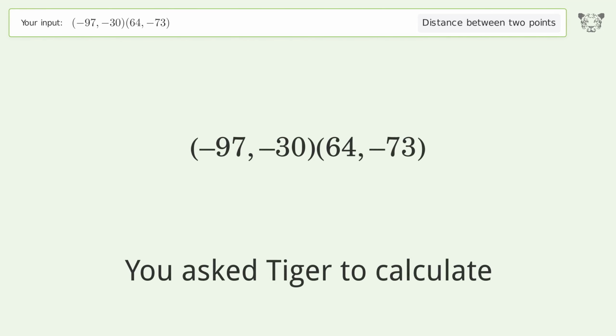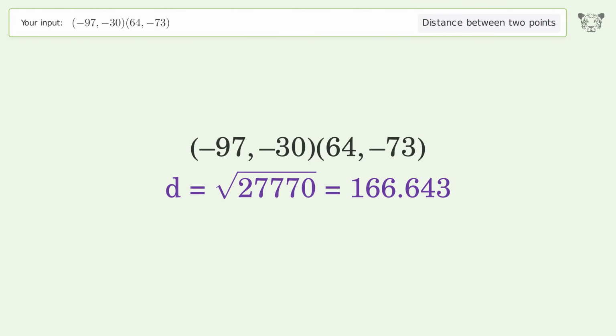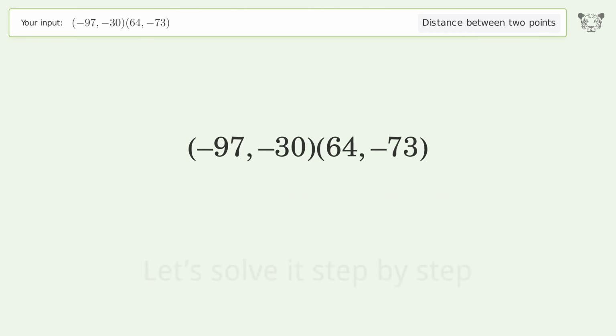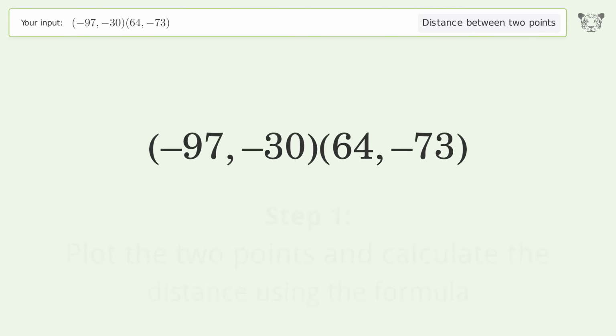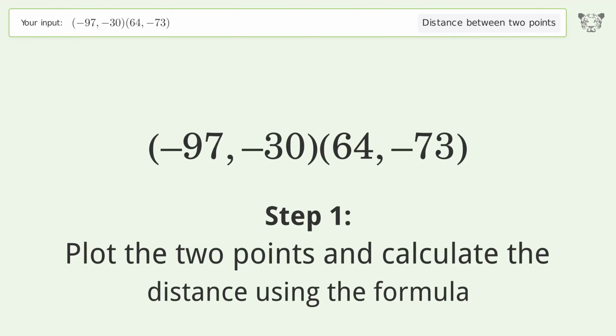You ask Tiger to calculate. This deals with the distance between 2 points. The distance between the 2 points is the square root of 27,770, or 166.643. Let's solve it step by step. Plot the 2 points and calculate the distance using the formula.